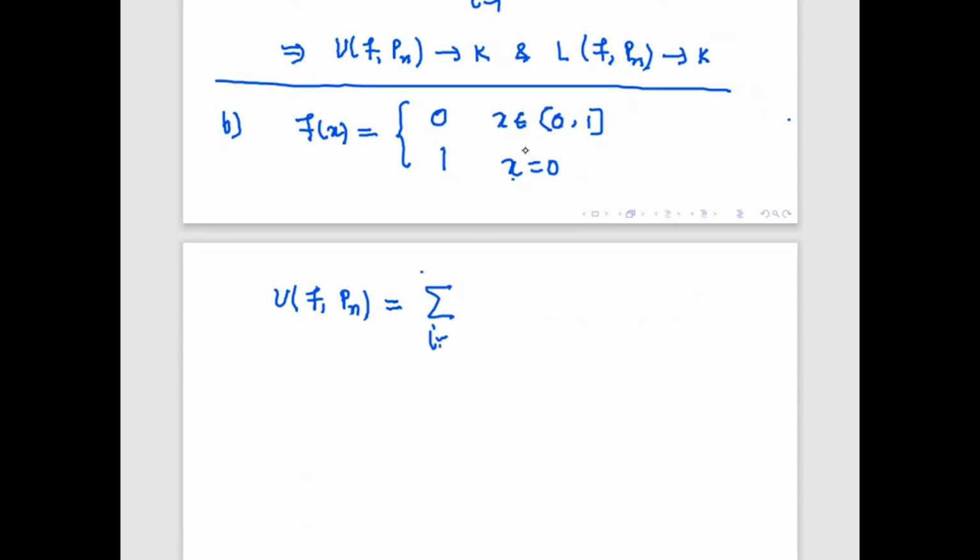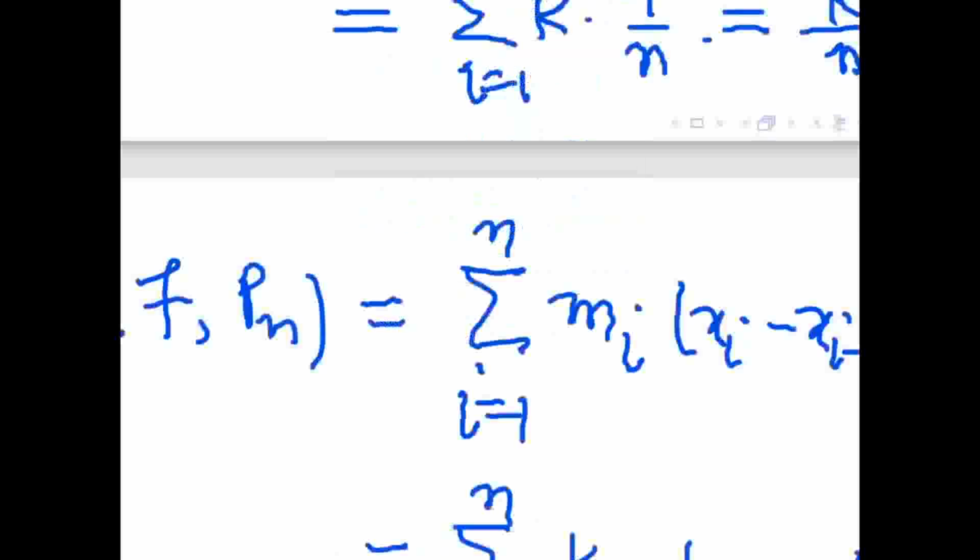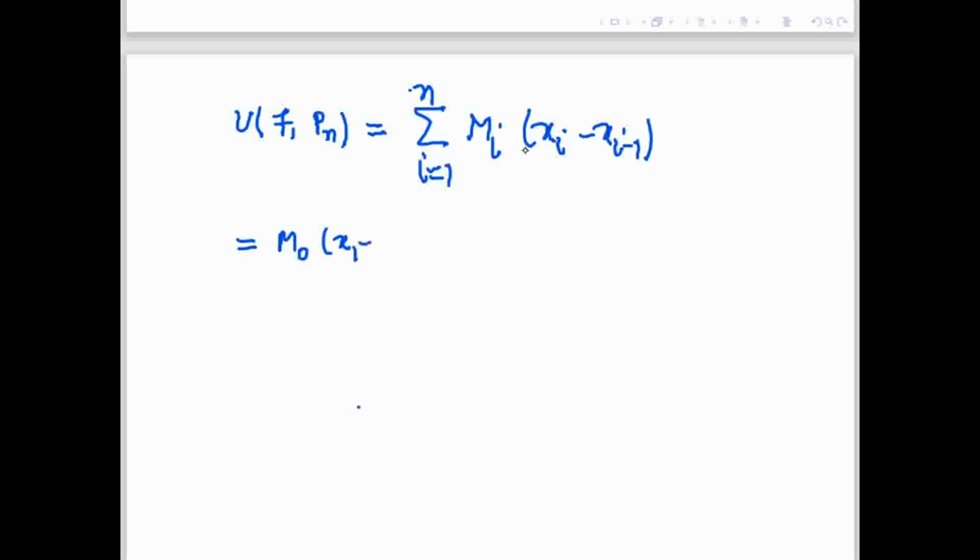That is summation i from 1 to n, capital Mi. So what will be the supremum from x0 to x1? First I will write this: m0 times (x1 minus x0), m1 times (x2 minus x1), and so on. In the last it is mn times (xn minus xn minus 1).